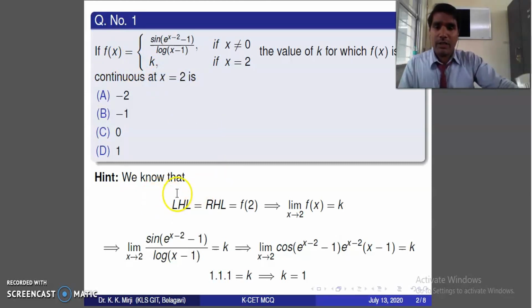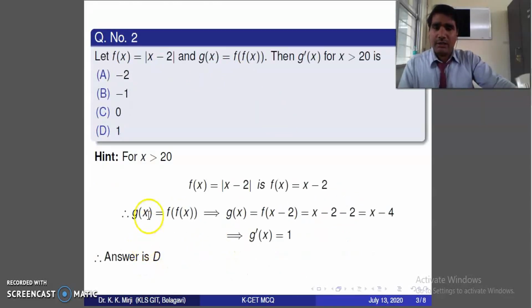So now here we know that left hand limit is equal to right hand limit is equal to f of 2, that means the function value at the point x equals 2. Here left hand limit and right hand limit both are the same, because for x greater than 2 and x less than 2 we have defined the same function. So therefore both LHL and RHL are the same. That's why we'll write limit as x tends to 2 of f of x is equal to k, because the f of 2 value is k.